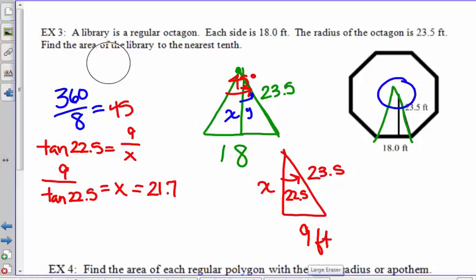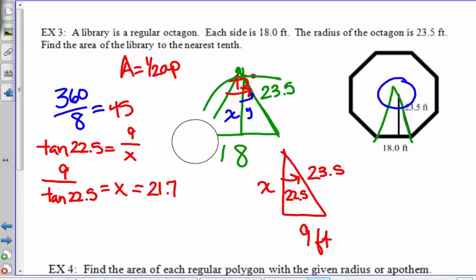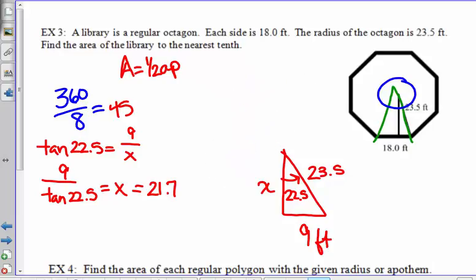Remember that the area equals 1/2 the apothem times the perimeter. I'm going to erase these little pictures I have here. So the area equals 1/2 times the apothem of 21.7 times my perimeter, which is 18 times 8.